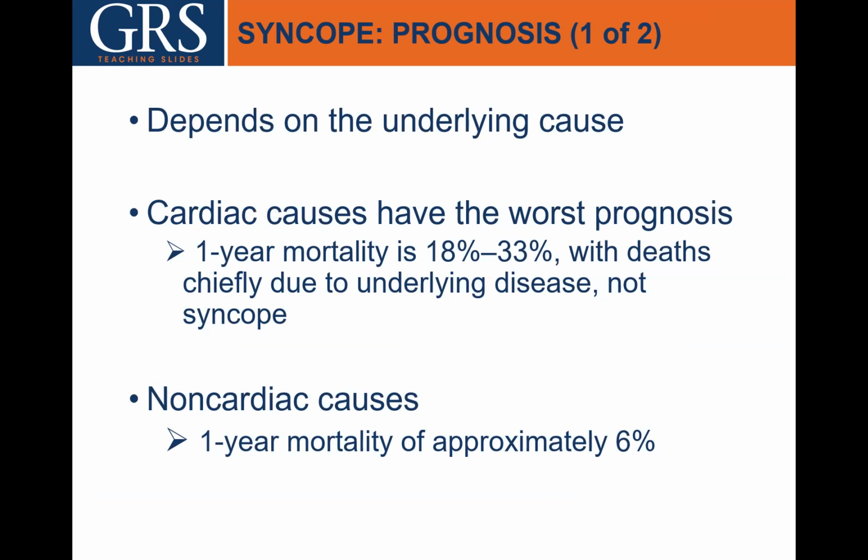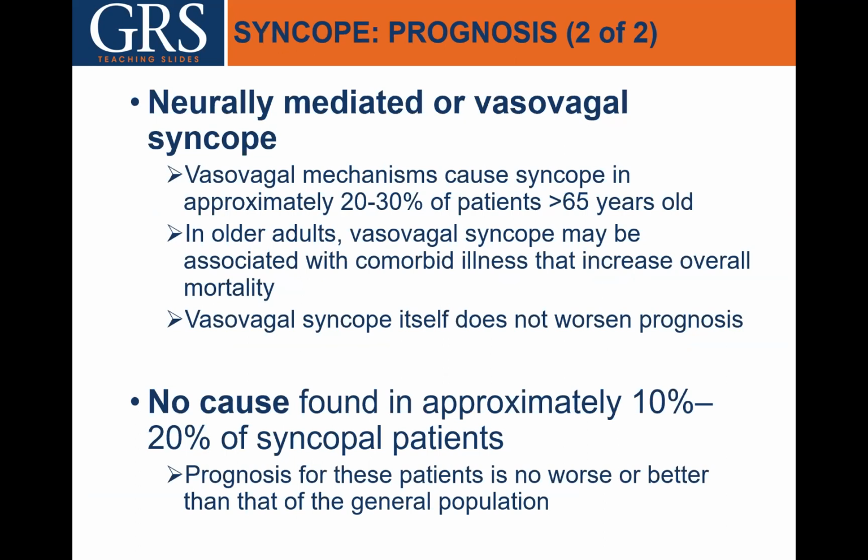So the prognosis of syncope really depends on the underlying cause. Cardiac cause has the worst prognosis, with a 1-year mortality of 18 to 33%, with deaths chiefly due to the underlying disease, not syncope. Non-cardiac cause has a 1-year mortality of approximately 6%. And for neurally mediated vasovagal syncope, the mechanism causing syncope is about 20 to 30%.